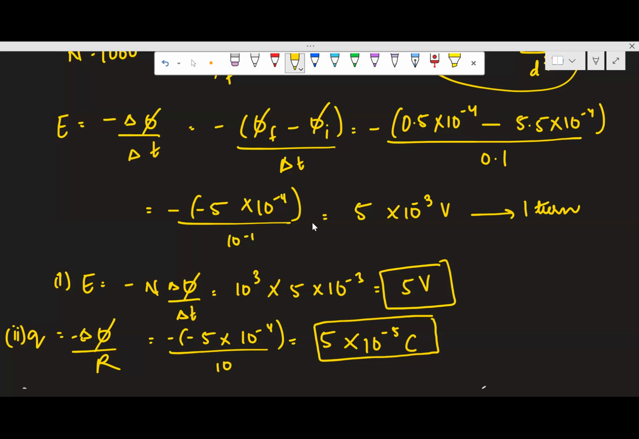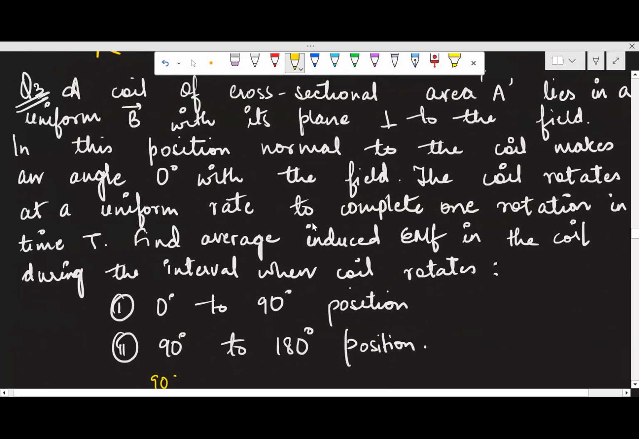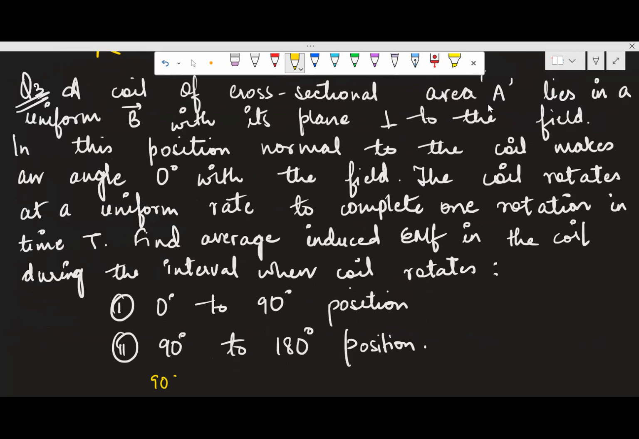All right. There is one more question. This question, I think, is from your NCERT. A similar question is there in your NCERT, where the values are given, like instead of the area, the radius of the coil is given, and the horizontal component of the magnetic field is given. So that I'll give you as an assignment, so that we can discuss it in the next class.